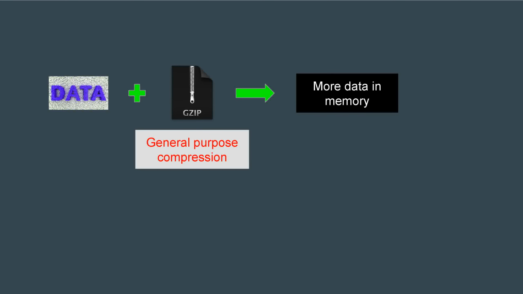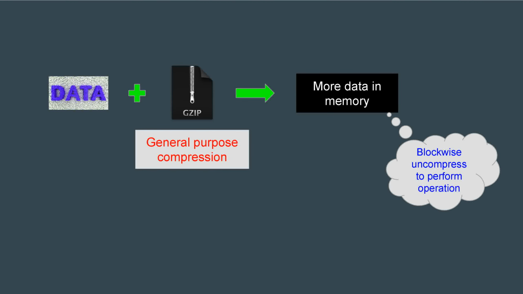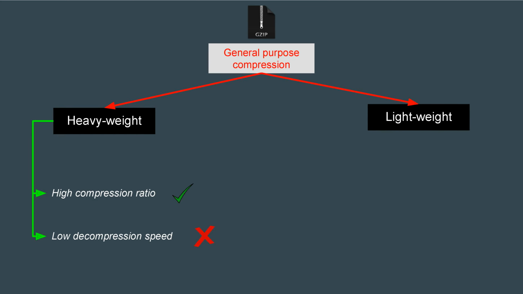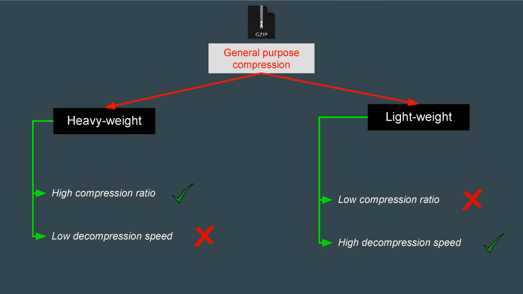A baseline solution that is used is to use a general-purpose compression technique to allow more data to fit in memory and then blockwise uncompress it while performing operations. The compression technique used can be either heavyweight or lightweight. Heavyweight compression tends to have a high compression ratio, allowing more data to fit in memory, but with low decompression speed, making the in-memory execution slower. Lightweight compression, on the other hand, due to its low compression ratio, has a high decompression speed.